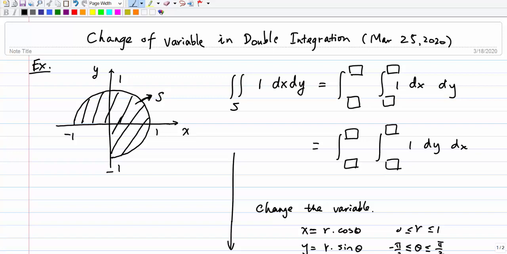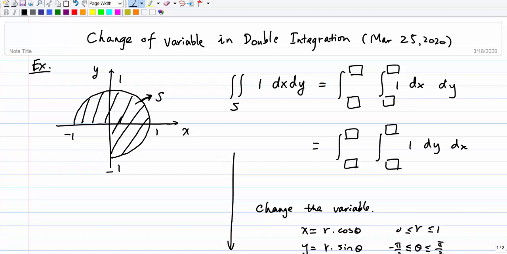So this is a lecture for March 25th, 2020. The topic for this lecture is the change of variable in double integration. In the previous lecture on March 23rd, I talked about how to compute double integration by figuring out the lower bounds and upper bounds for inner integration and external integration.